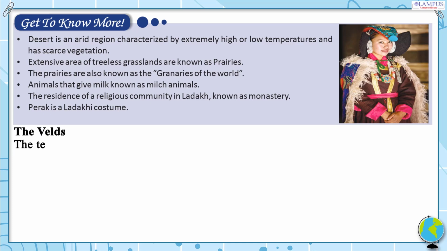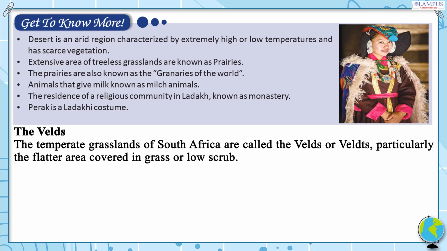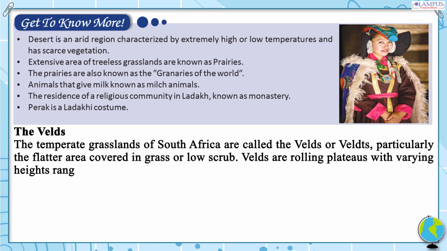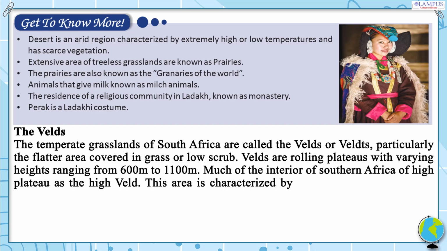The velds. The temperate grasslands of South Africa are called the velds, particularly the flatter area covered in grass or low scrub. Velds are rolling plateaus with varying heights ranging from 600 meters to 1,100 meters. Much of the interior of southern Africa, a high plateau, is the high veld. This area is characterized by flat terrain grasslands.